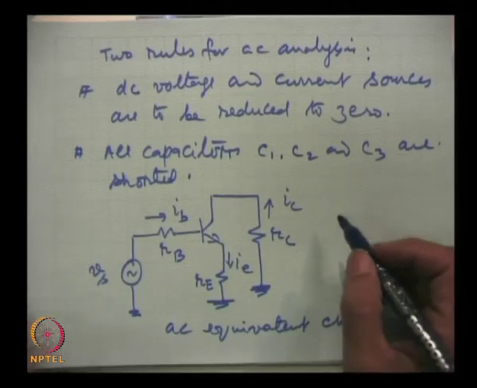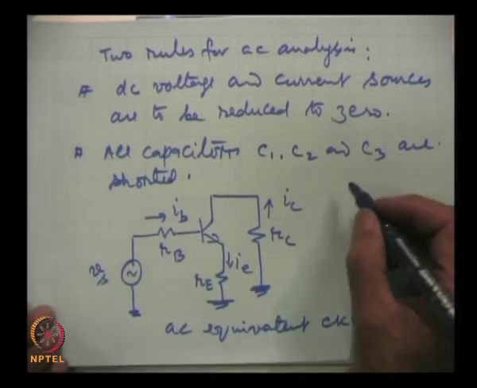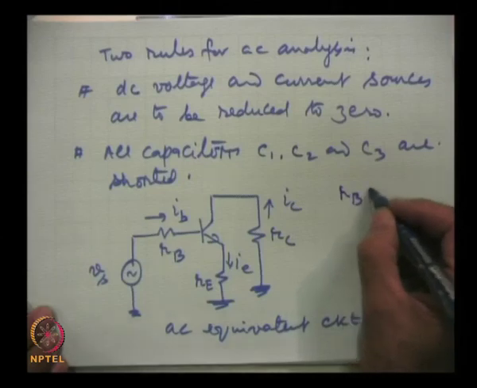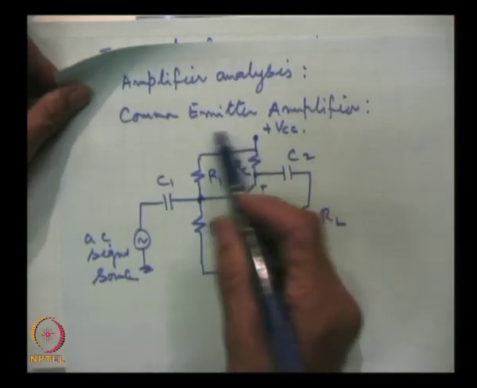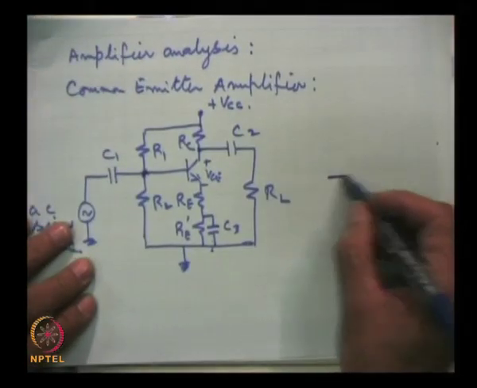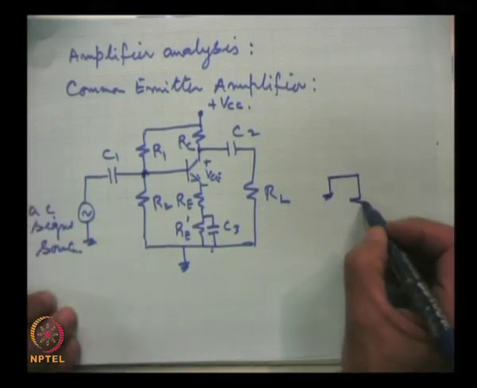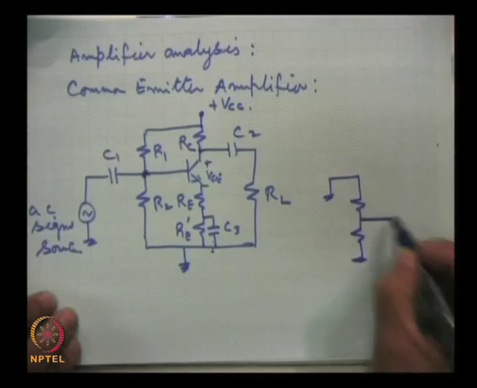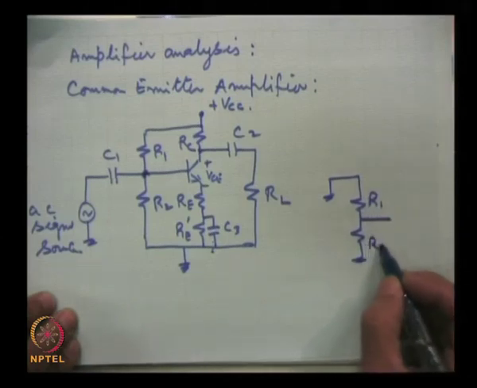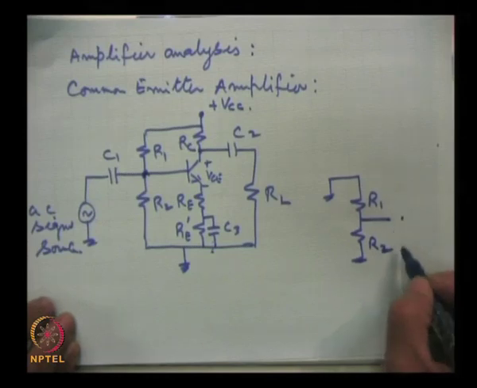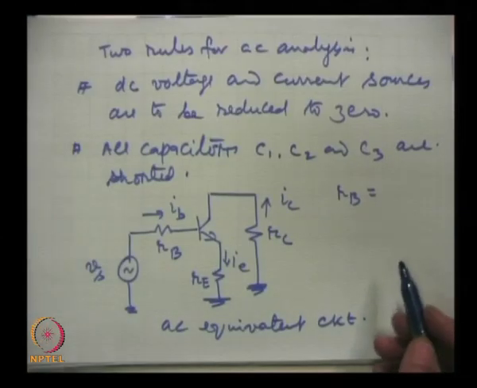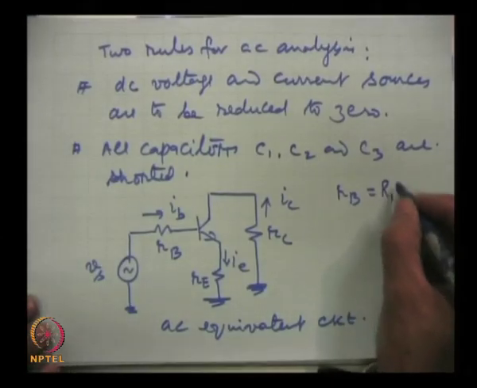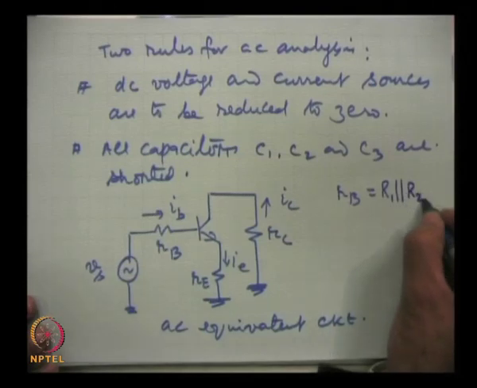Then we will see that this RB, when we ground this terminal, actually becomes like this. This is grounded, and this is R1 and this is R2. Then as seen between these 2 points, these 2 resistances will be in parallel, and that is why RB is R1 in parallel with R2.